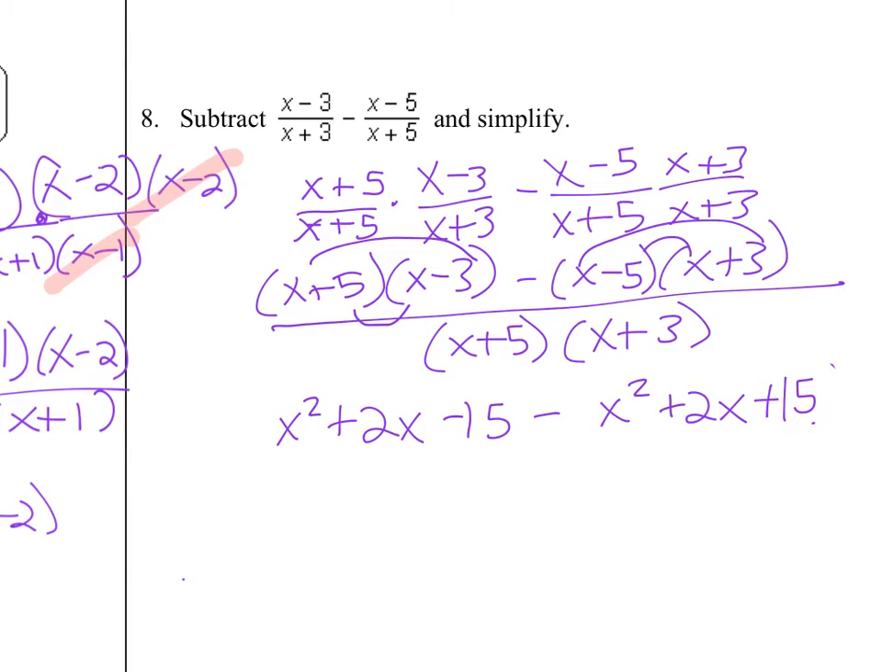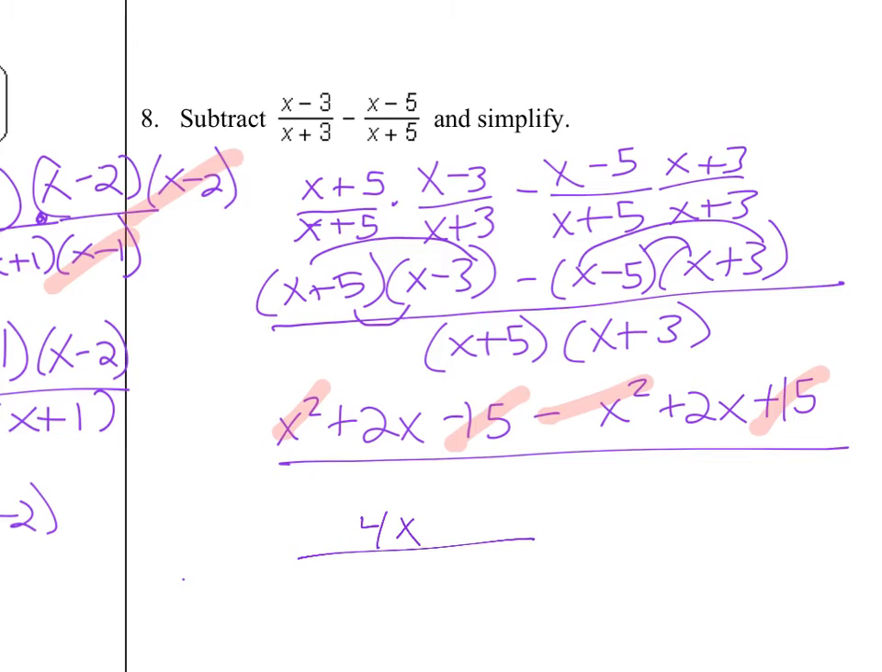And now I can get rid of this final parenthesis. All right, this is all still over the common denominator. So I have a plus x squared and a minus x squared. That adds to 0. I have a minus 15 and a plus 15. That adds to 0. So really all I've got now is a plus 2x and a plus 2x. So I end up with 4x over my common denominator, x plus 5, x plus 3.